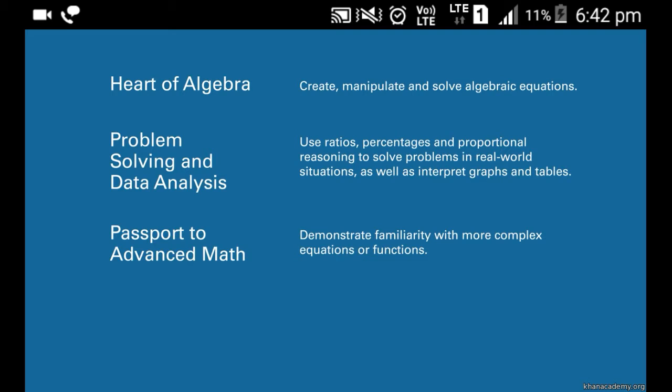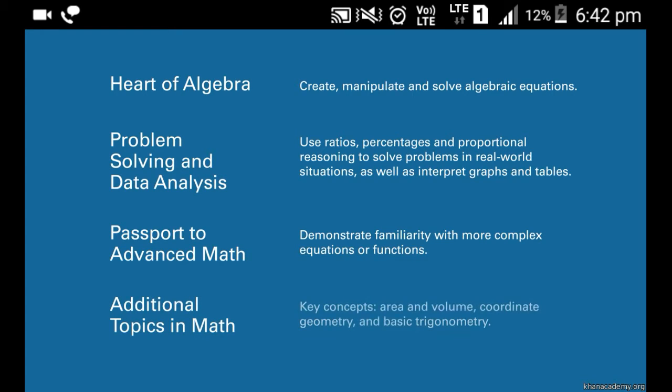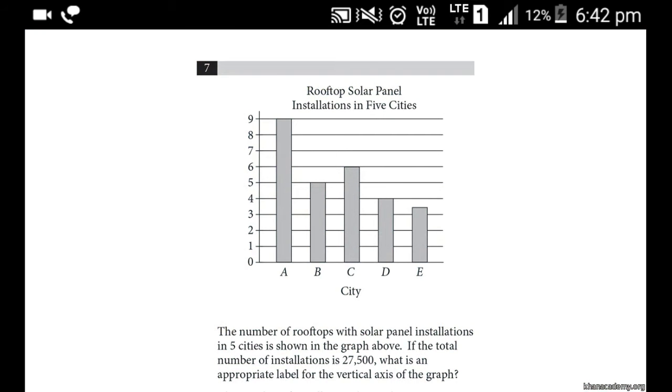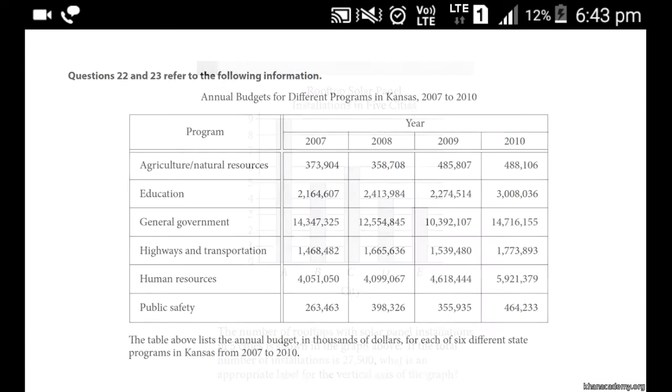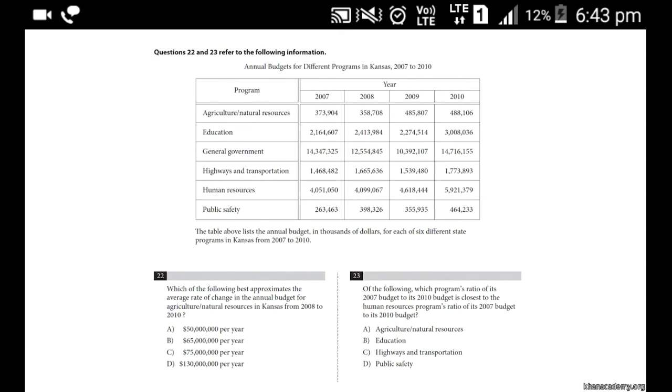These are math skills you'll want to master if you want to pursue a career in science, technology, engineering, or math. A small number of questions on the math test fall outside of the three main areas. These questions, additional topics in math, will focus on certain key concepts, including area and volume, coordinate geometry, and basic trigonometry. Throughout the math test, some of the questions will be taken from science and social science contexts, in addition to career and other real-life settings. In some cases, you will be presented with one scenario and then asked several questions about it.